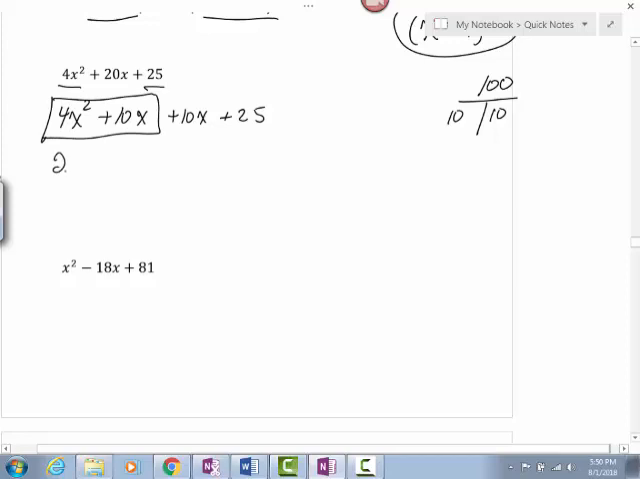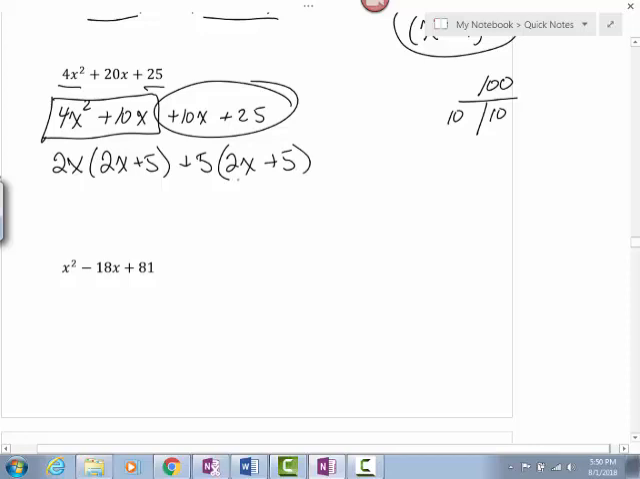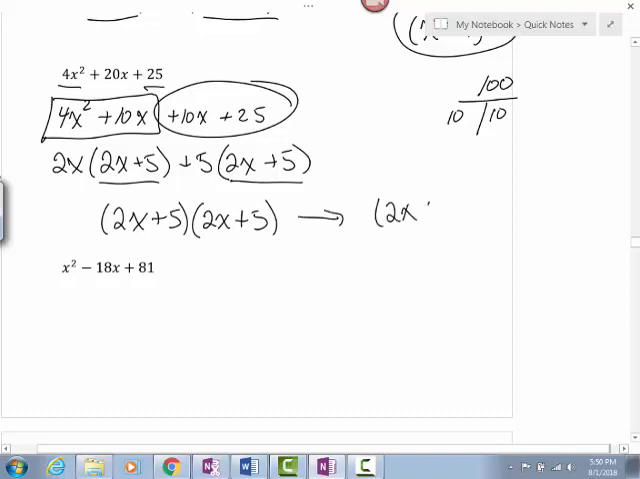So out of here I can factor out a 2x. I'm left with a 2x plus 5. Okay. Out of 10x plus 25, I can factor out the number 5. So 5 goes into 10 2 times, 5 goes into 25 5 times. Okay. There's my common factor. So I have 2x plus 5 and another 2x plus 5, which again just gives us 2x plus 5 squared.